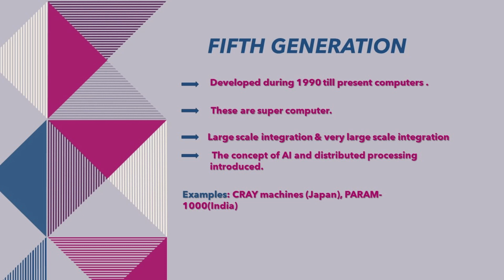CD-ROM, compact disk read-only memory, and WORM, write once read many times, were introduced. Examples of fifth generation: CRAY machines from Japan and PARAM machines from India are considered to be fifth generation computers.